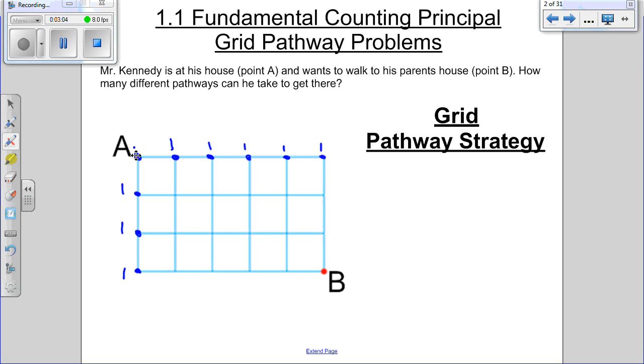So if I wanted to talk about this point right here, how many ways could I get to that red dot? I could go to the right and then down. That would be one pathway. Or I could go straight down and then to the right. So there's 2 possible ways I could get into that spot.